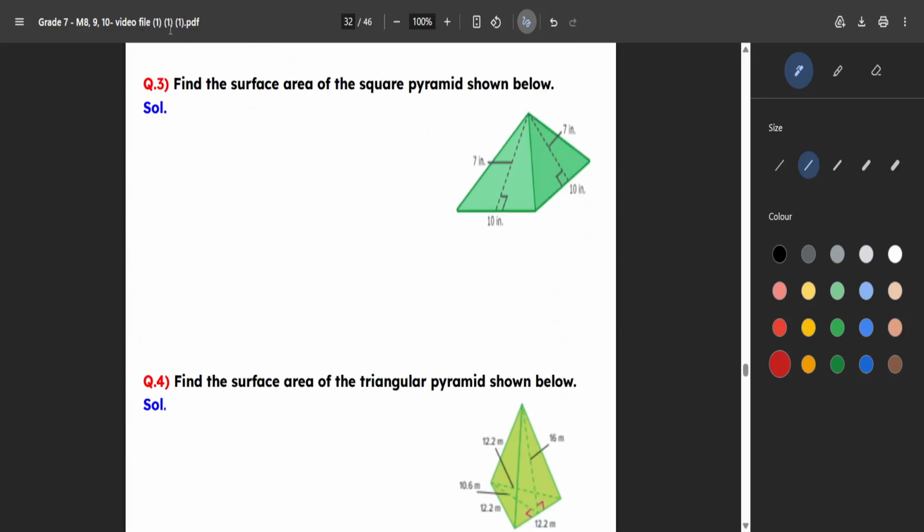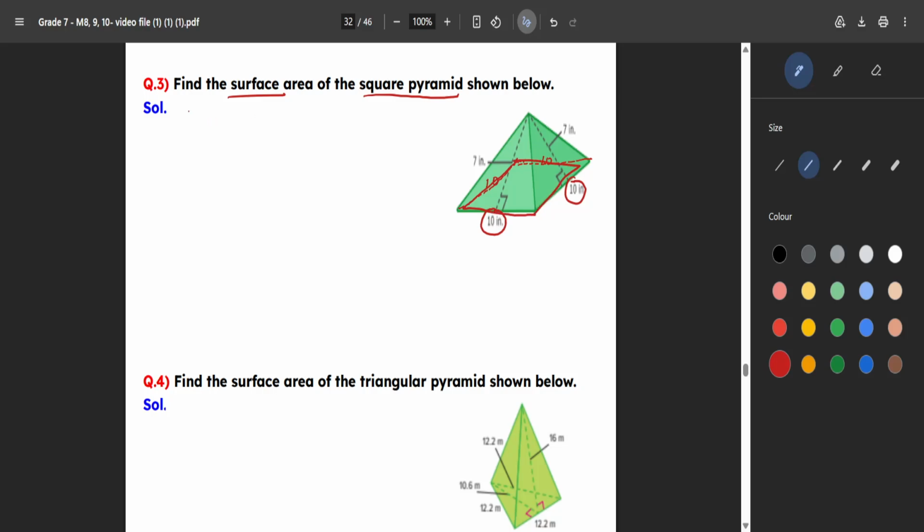Next, find the surface area of a square pyramid. Now, how will the square pyramid look? Something like this, okay? Now, in the square pyramid, I told you all the sides are similar. So it means at the base, all the sides are 10 inch, 10 inch, 10 inch, 10 inch, okay? So at the bottom I have a square, check here.